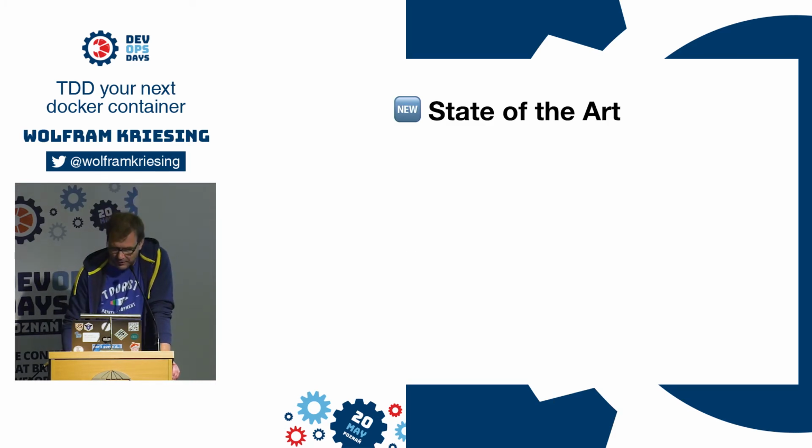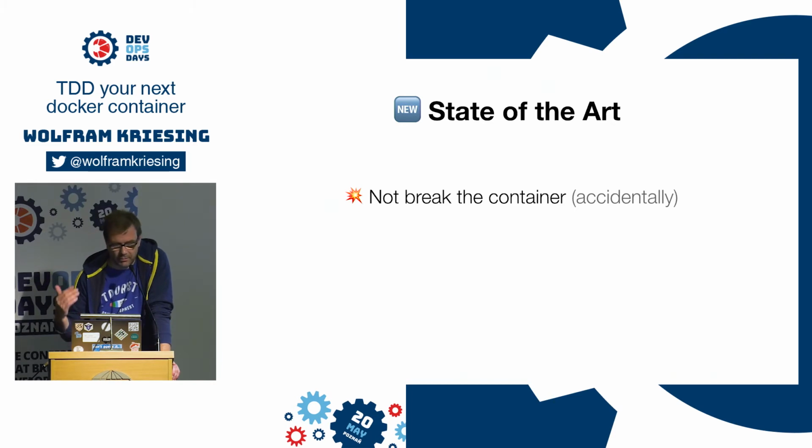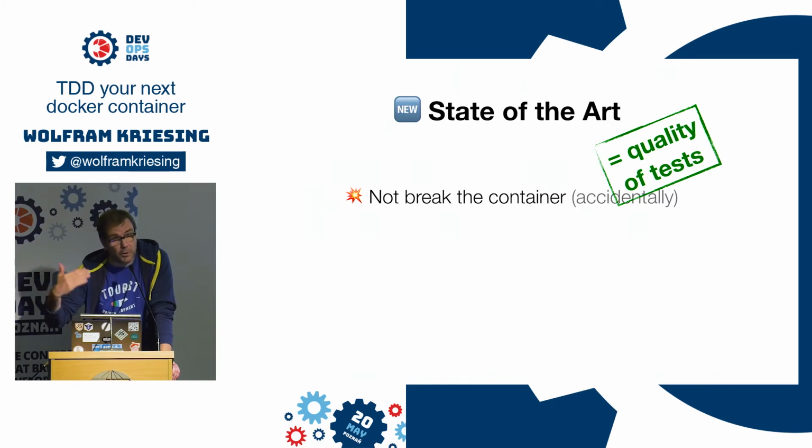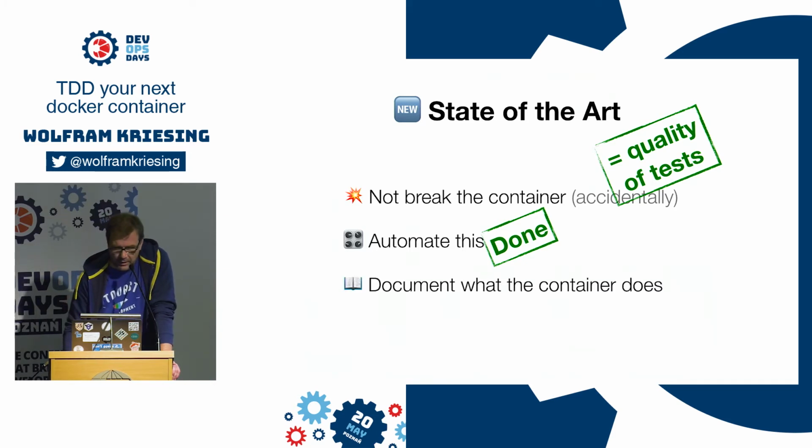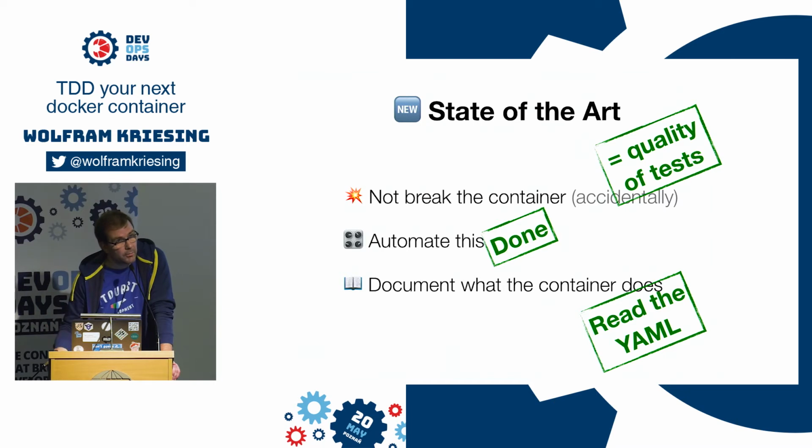So what's the new state of the art? The new state of the art is not to break the container accidentally. That equals the quality of the tests that we're writing. If we're writing good tests, we know how much we do or don't break our container test coverage. Automate this? Yeah, done. You just need a shell file now or some file that executes it. And can we document what the container does? Yeah, we can. Because we have the YAML file, we actually have a nice description there, we're going to give it a title, and that's just easy to make sure that the container does what it's supposed to be.